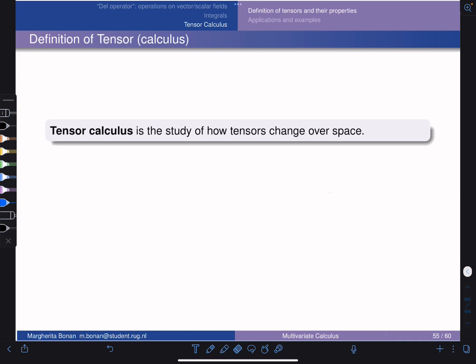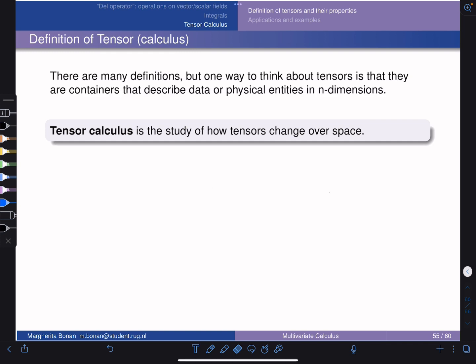But what exactly are tensors? There are many definitions, but one way of thinking about them is that they are containers that describe data or physical entities in n dimensions. So they can be represented by grids of numbers, and we can call them n-way arrays.